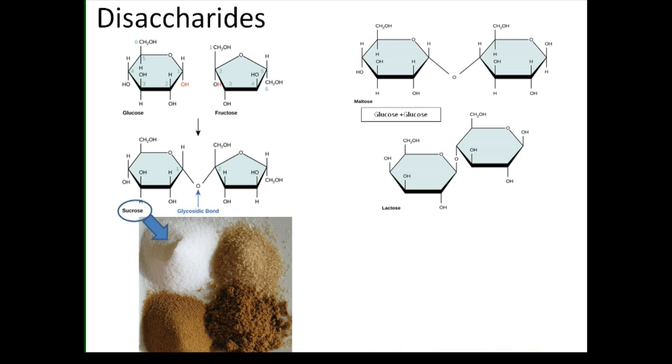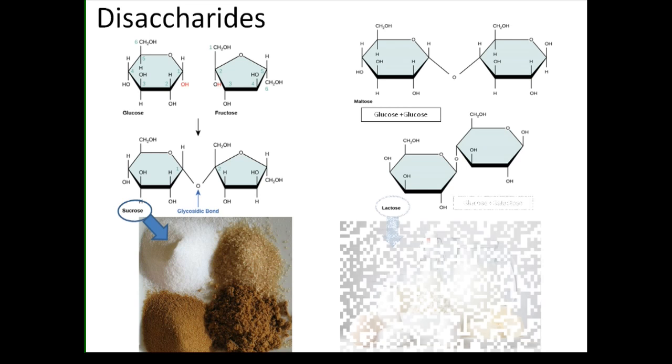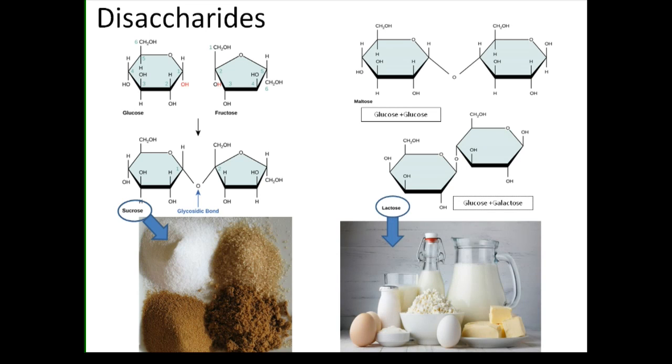Sucrose is formed between a glucose and fructose monomer. It is commonly known as table sugar. Other disaccharides that are important to organisms are maltose and lactose. Maltose is going to be two glucose molecules joined together by that glycosidic linkage, and lactose is glucose and galactose joined by that glycosidic linkage. Notice the difference in structure.